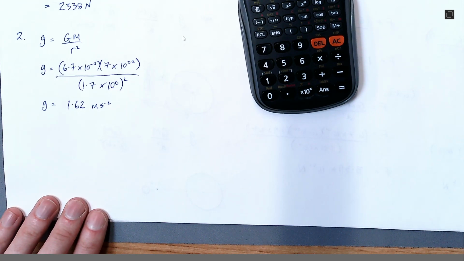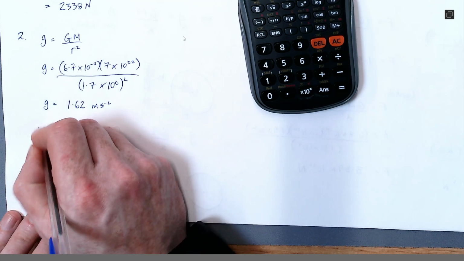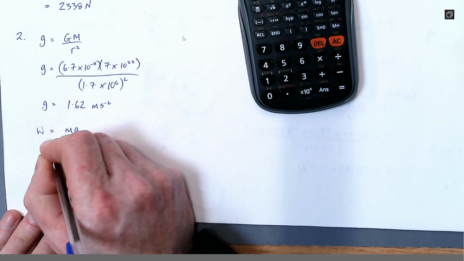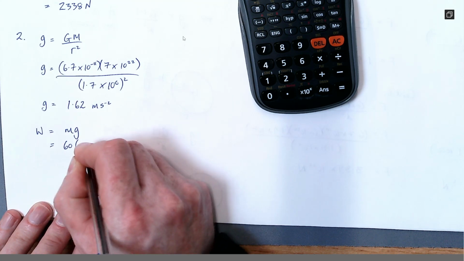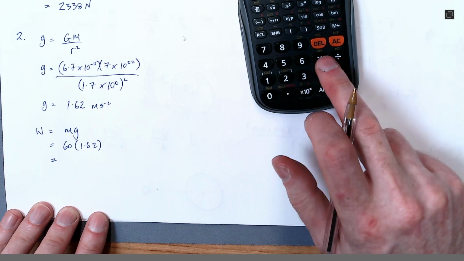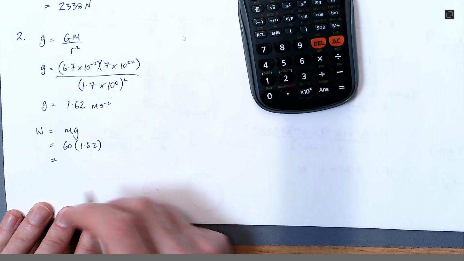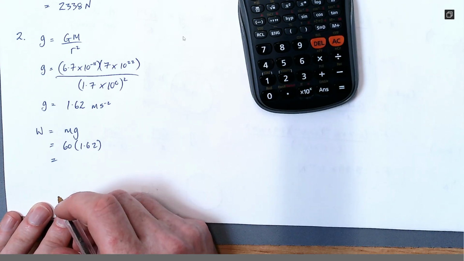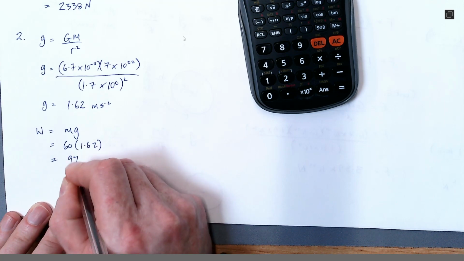Hence find the weight of a 60 kg woman on the moon. So weight equals mass times gravity, which is 60 times 1.62. The answer is in newtons.